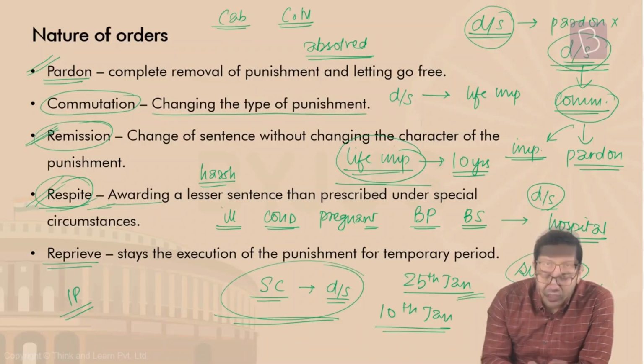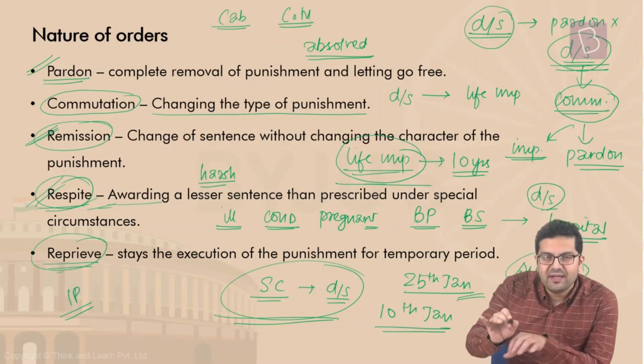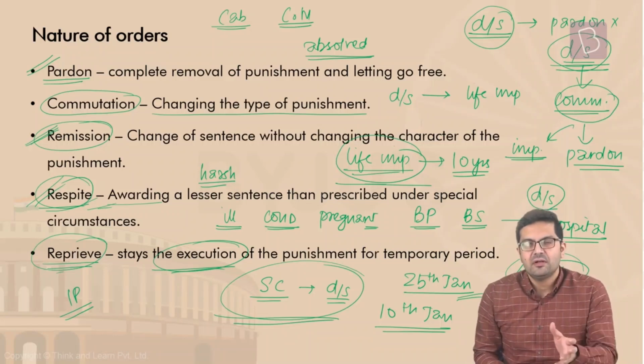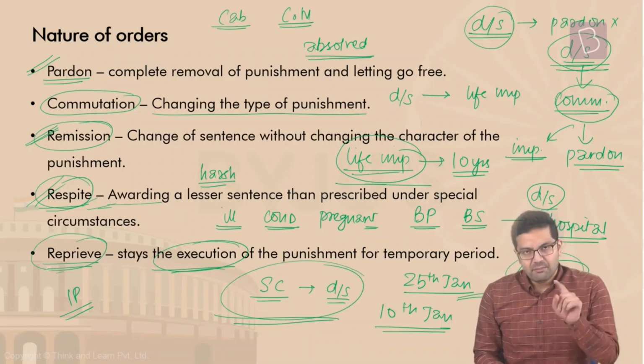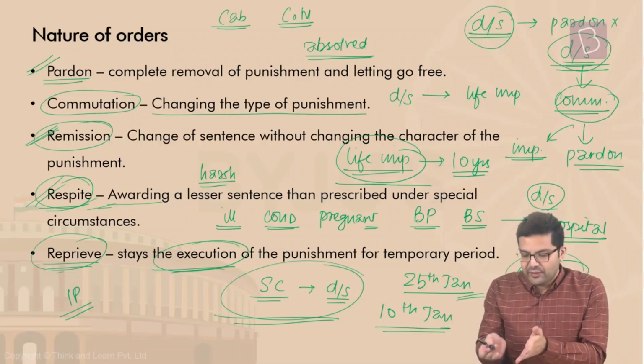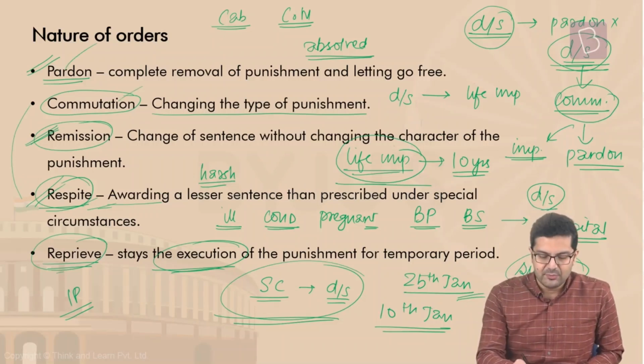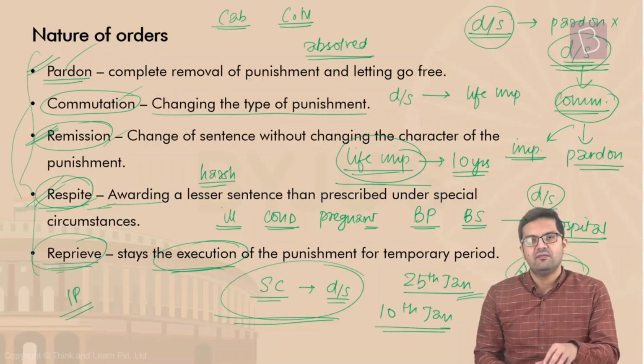So what happens is, firstly, you apply for a reprieve, meaning you ask for a temporary stay on the execution of the punishment. Please don't execute right now; wait for the president or the governor to decide on the mercy petition. This is what is most commonly used. Number one, you file for a reprieve, a stay order: don't execute the punishment right now. If you kill me, how will I use the mercy petition? So first things first, reprieve. With reprieve, you file for a mercy petition. Now, depending on your circumstance, you can be pardoned, commuted, whatever. These are the various orders which come under mercy petition.